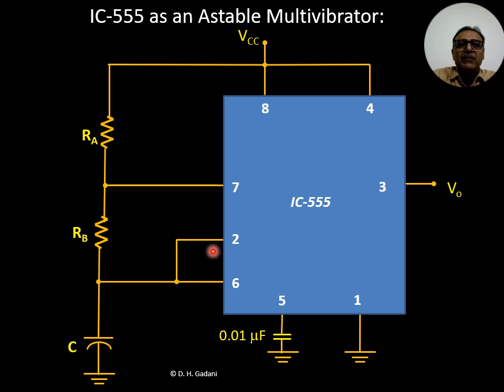Pin number 6 and pin number 2 are short circuited. The capacitor C is connected between pin number 6 and ground, and we can obtain the output at pin number 3.